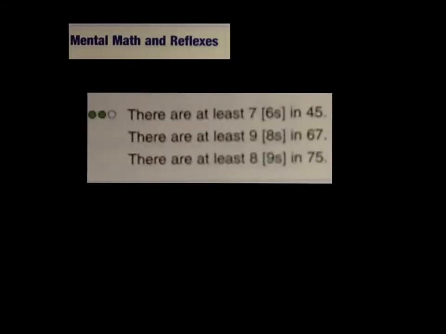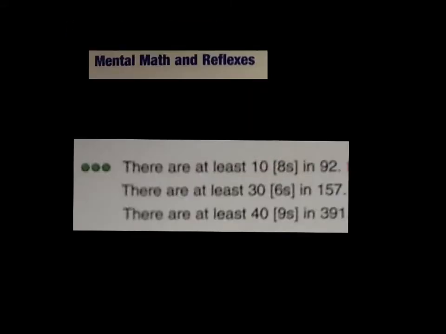There are at least 4 3s in 14. True. There are at least 7 6s in 45. True. There are at least 9 8s in 67. There are at least 8 9s in 75. And finally, there are at least 10 8s in 92. There are at least 3 6s in 157. There are at least 40 9s in 391.